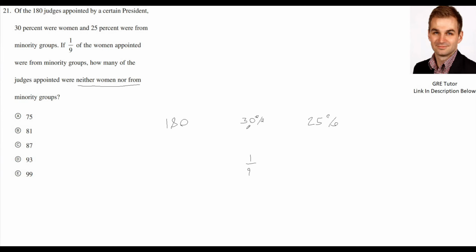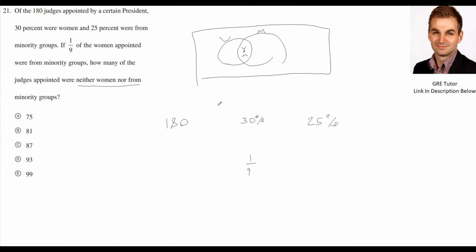Okay, so we need to find out what we're looking at here. So we're sitting with a few situations and there's some overlap. So we've got women, we've got minorities, and we've got women who are minorities. Alright, so let's start off with what we got here and here. 180 times 30%. So that's what we're going to want to do first.